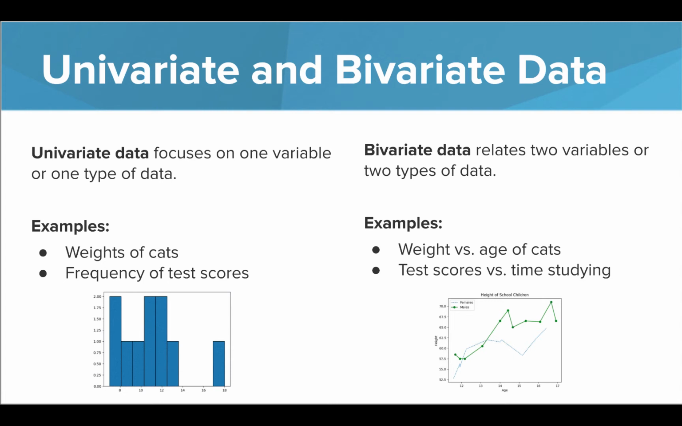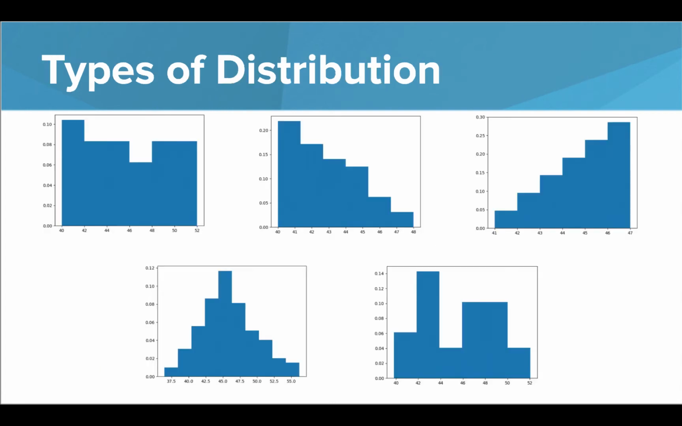Other graphs help visualize and compare two variables, like a scatter plot or a line chart, and this would be bivariate data. In this lesson, we're going to look deeper into univariate data and how we can further analyze a histogram. There are different types of distributions of univariate data when graphed using a histogram. Let's take a look at a few different ways that the frequency of values can be distributed.